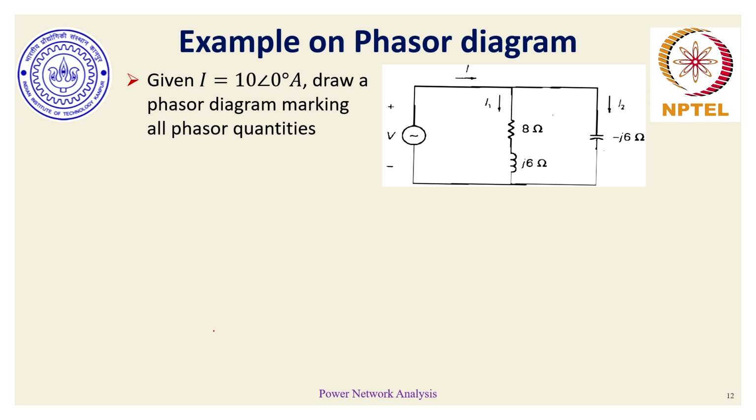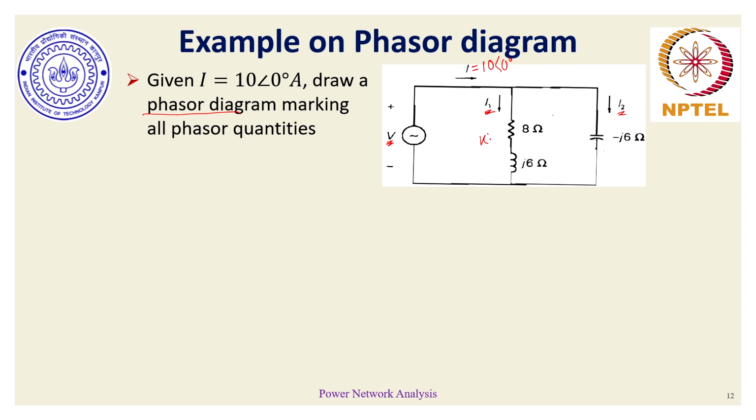We'll conclude our discussion today with an example on phasor diagrams. In this question, it has been given that I, which is the source current, is 10 at an angle of 0 degrees, and you have to draw a phasor diagram in which all our phasors, which are the source voltage V, and currents I1 and I2, are to be evaluated and represented. We have to first find what these phasors are.